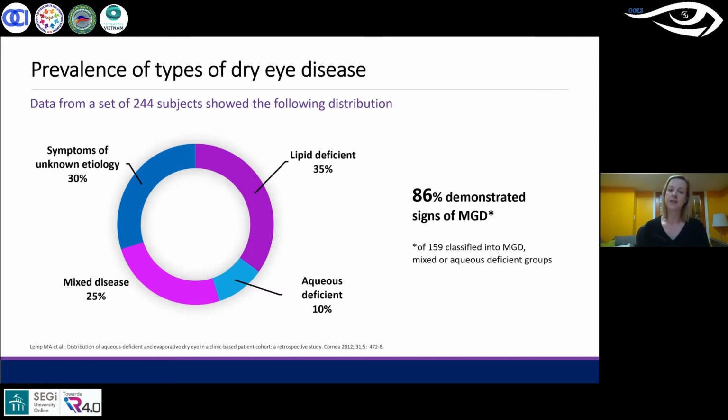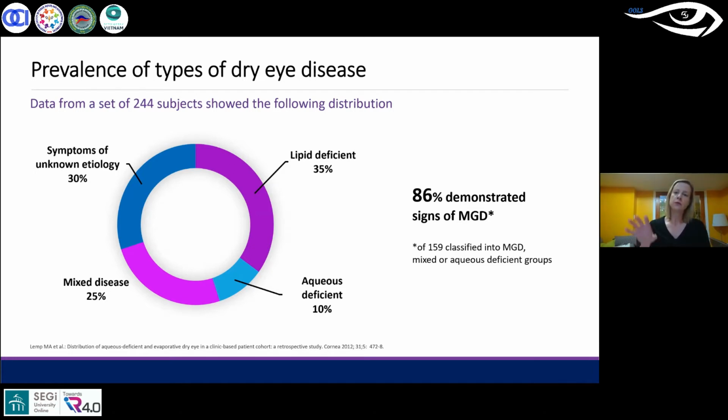But you can see here that for pure aqueous deficient, we know that that's a relatively small amount of dry eye disease. And in this study, it was just 10% of patients. Now, the rest had either something that was lipid, potentially a mixed disease, which of course is very common, as we do understand. So something of aqueous and something of a lipid deficient problem. And you can see that about a third or just under were kind of unknown really what was going on, but they were definitely symptomatic of dry eye disease.